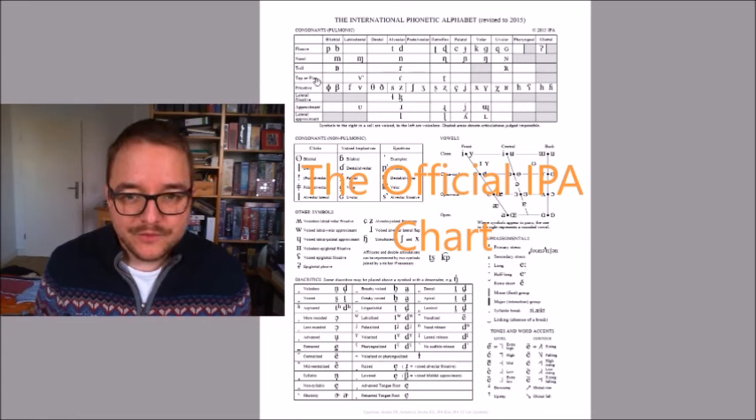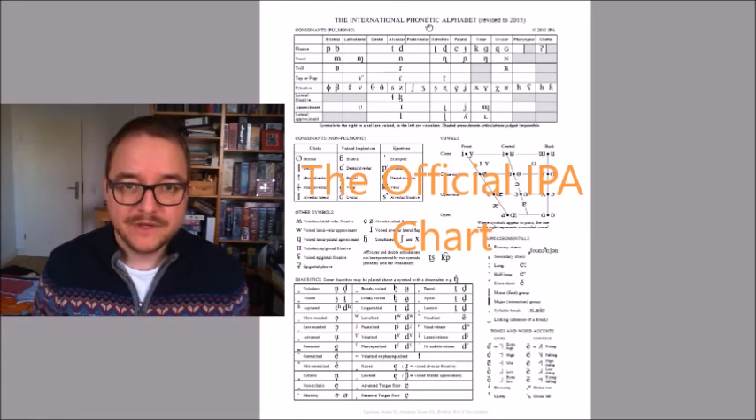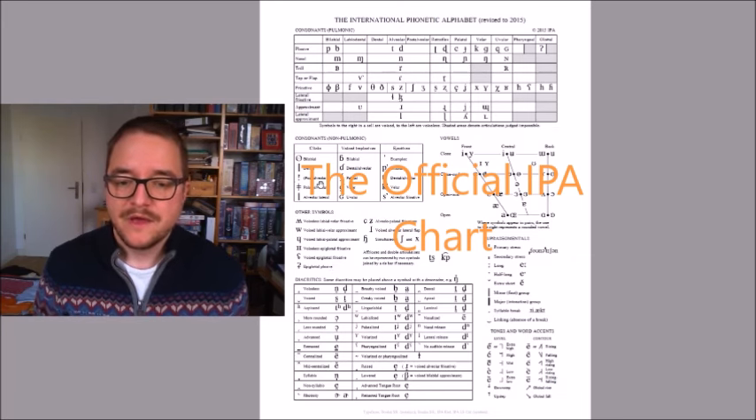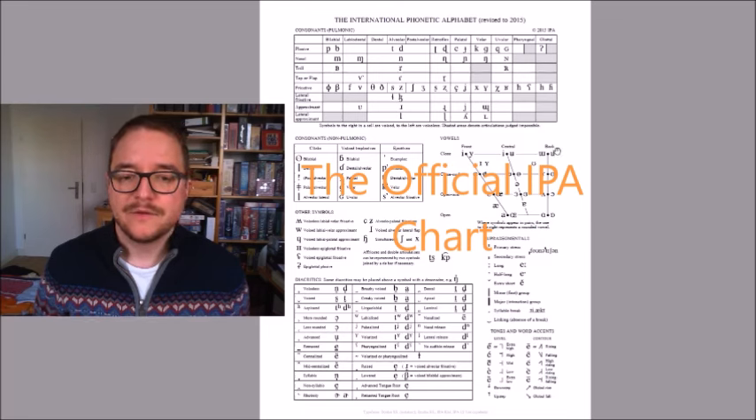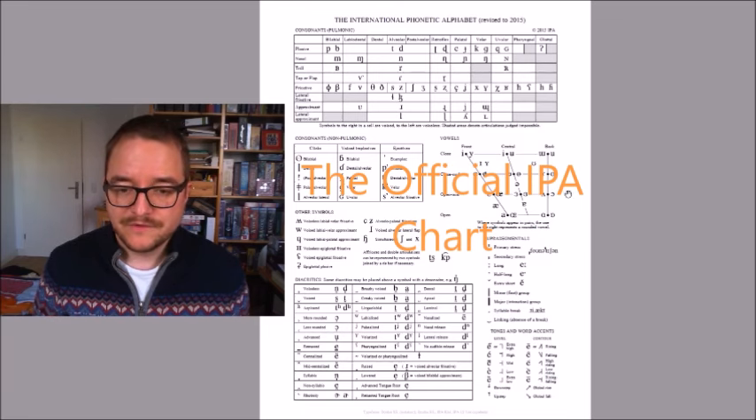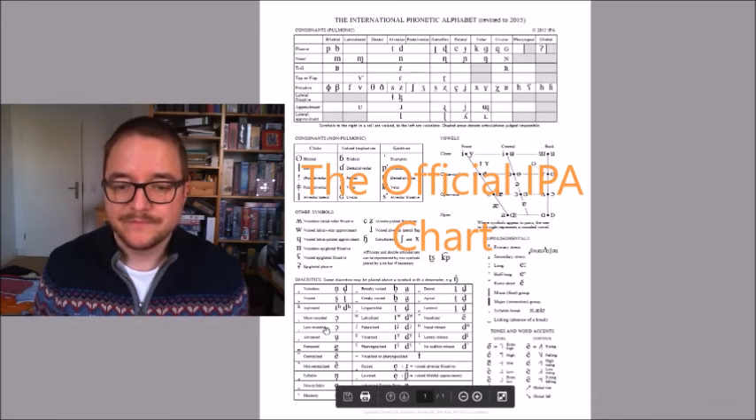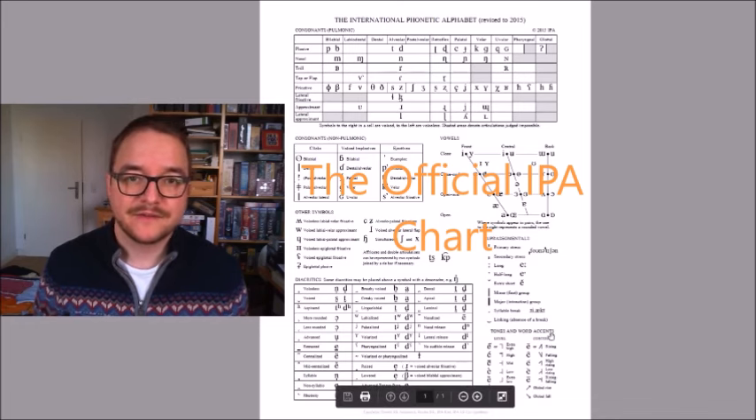I will go through this table. I'll begin with the pulmonic consonants. Then I will talk about the other symbols, which are also pulmonic consonants. Then we'll go on with the non-pulmonic consonants. I'll also talk about the vowels. Then I will present some of the diacritics. And finally, the suprasegmentals and the tones and word accents.